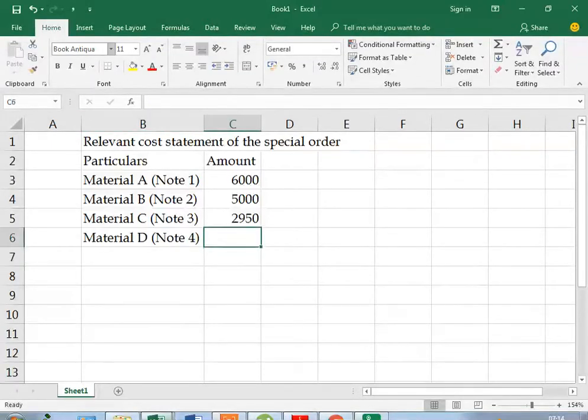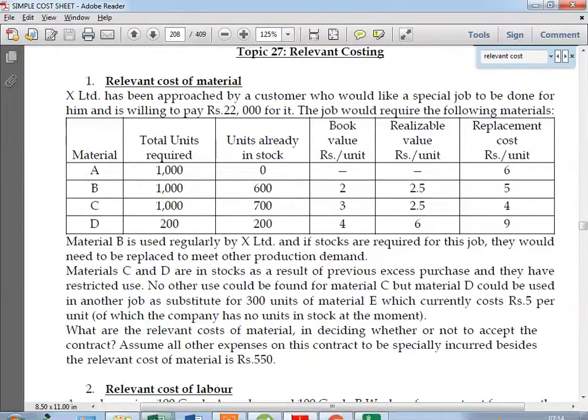Any doubts on 1500? Clear? Can we proceed? Okay, now please listen. We'll have to see the requirement of the question. The requirement says, what is the relevant cost of material in deciding whether or not to accept the contract? They have not told me to make any decision. They have just asked me to give the relevant cost of material alone, not the entire relevant cost. So all other expenses to be specially incurred besides the relevant cost of material is 550. This is also relevant, but it's not a relevant cost of material. So with this, the relevant cost of material is over.